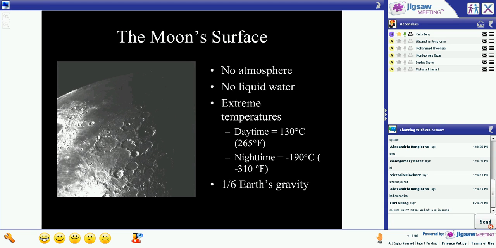Very good. There's no atmosphere on the moon, so there are no clouds and no weather to speak of. There's no liquid water on the moon. There are very extreme temperatures. Their highs are hotter than our highs, and their lows are colder than our lows. And the gravity on the moon is 1/6 of the gravity on the Earth.